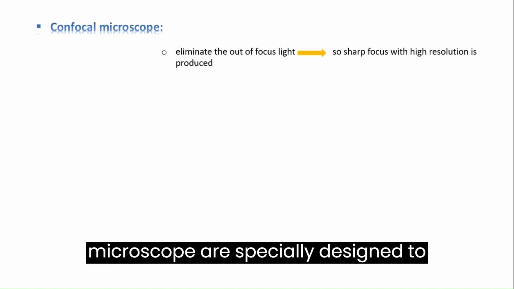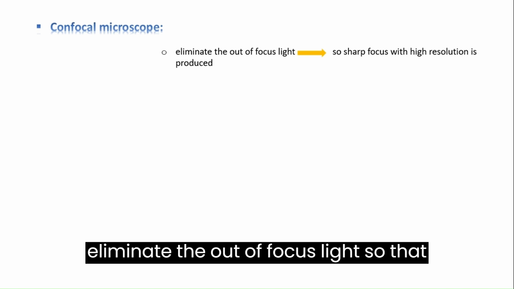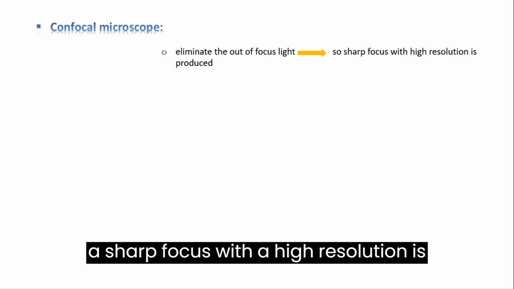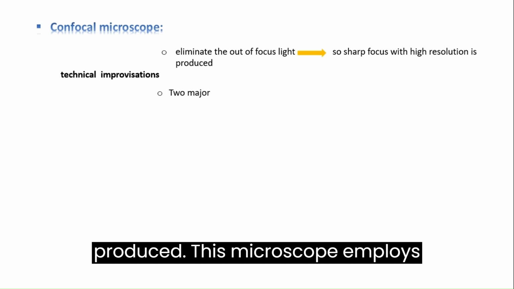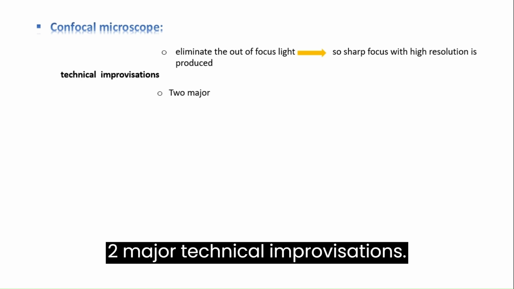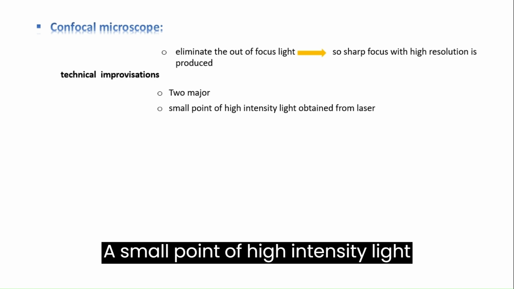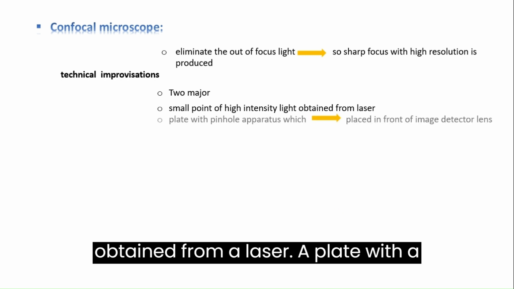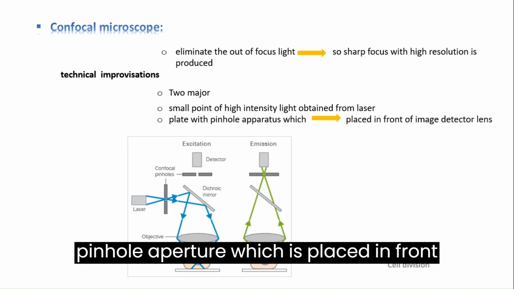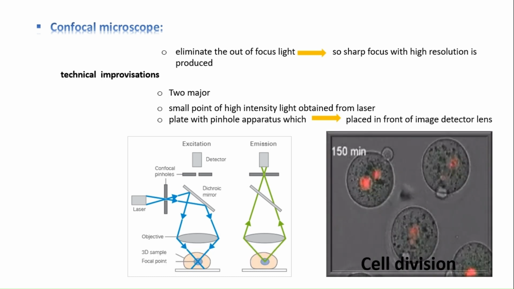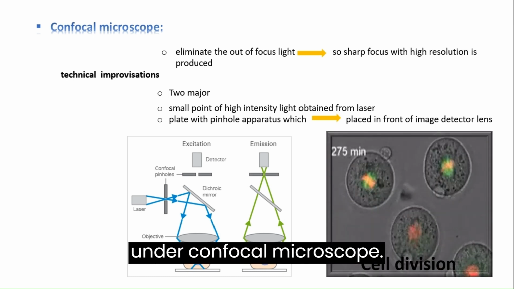Confocal microscope. In the ordinary optical microscope, the beam of light is quite large, and consequently the excess light produces a flare which decreases the resolving power of the objective lens. The confocal microscope is specially designed to eliminate the out-of-focus light so that a sharp focus with a high resolution is produced. This microscope employs two major technical improvisations: a small point of high-intensity light obtained from a laser, and a plate with a pinhole aperture which is placed in front of the image detector lens. This is the observation of cell division under a confocal microscope.